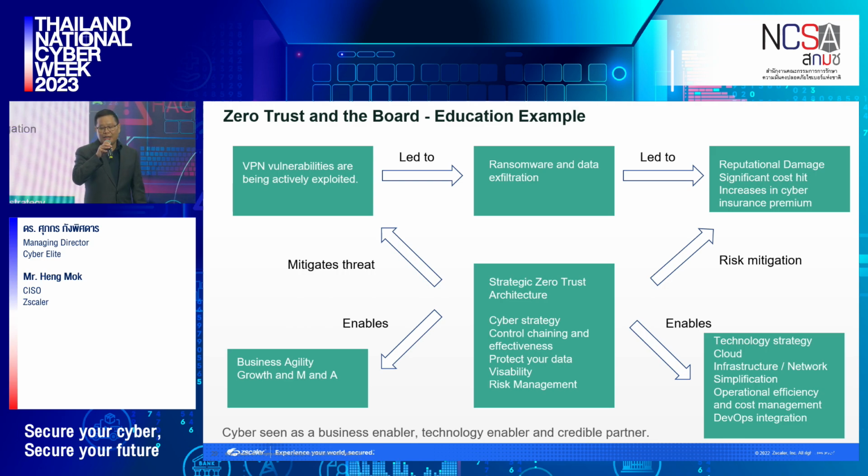So by demonstrating that we can deploy a strategic Zero Trust architecture that is part of our strategy, we're actively demonstrating that it minimizes the risk associated with reputation risk. We can show that it mitigates the threat against VPN vulnerabilities. And we can also show that it's also enabling both our business strategy and our technology strategy. So it moves cyber from being just purely the organization of no to a business enablement function.